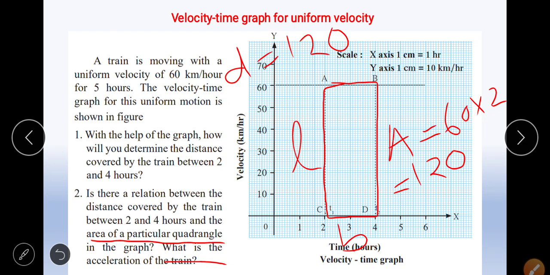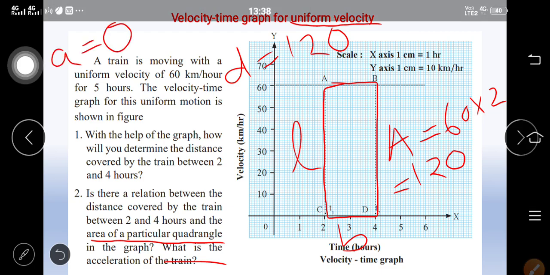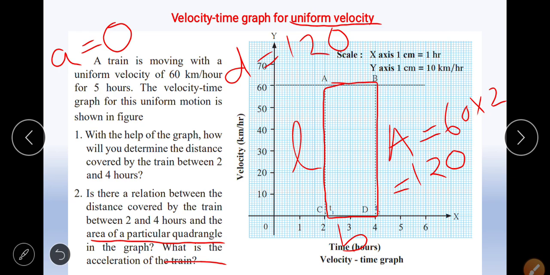The formula for acceleration is change in velocity upon time. So there should be a change in the velocity to calculate the acceleration. Since the velocity is uniform, there is no change in the velocity with respect to time. So the numerator of the formula comes out to be 0. Therefore, as there is 0 change in the velocity, the acceleration is also 0. We can say this is an example of 0 acceleration.